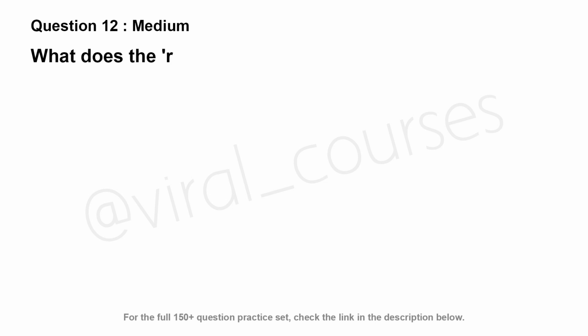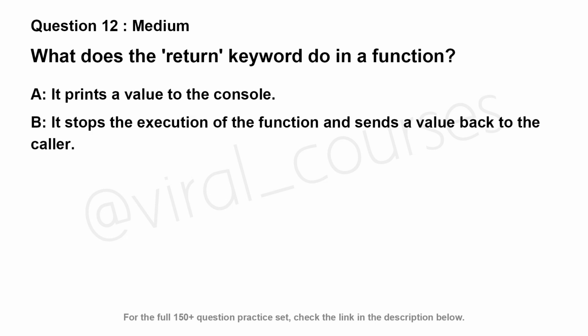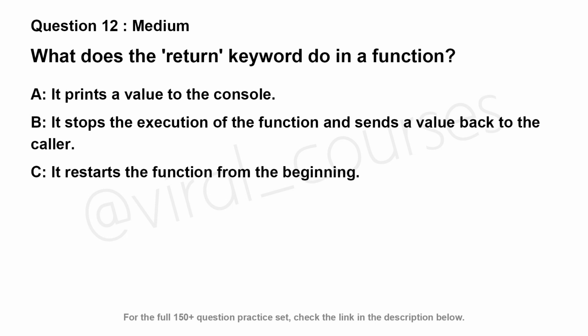What does the return keyword do in a function? Option A, it prints a value to the console. Option B, it stops the execution of the function and sends a value back to the caller. Option C, it restarts the function from the beginning. Option D, it declares a global variable.